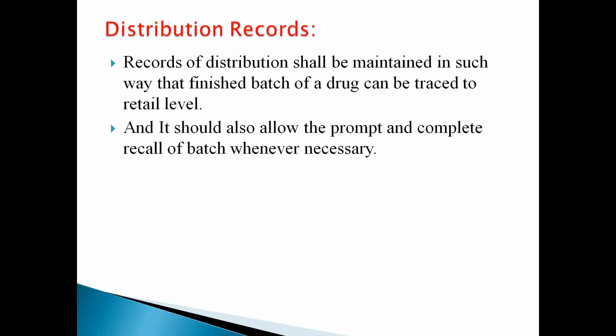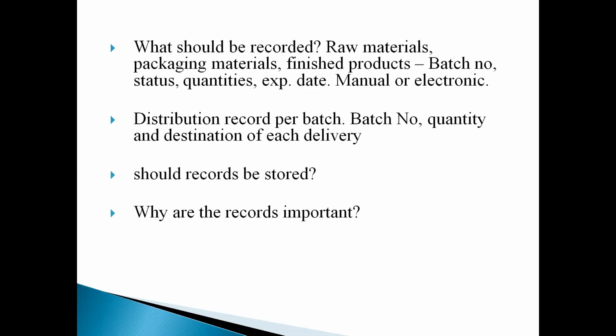Then distribution of records. Records of distribution should be maintained in such a way that the finished batch of a drug can be traced to retail level, and it should also allow prompt and complete recall of the batch whenever necessary. And what should be recorded? Raw materials, packaging materials, finished product, batch numbers, status, quantities, expiry date, manual or electronic. Distribution record per batch: batch number, quantity, and destination of each delivery. Then how should records be stored? Why are the records so important?